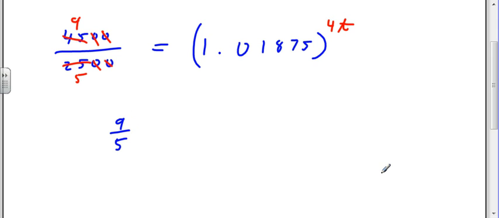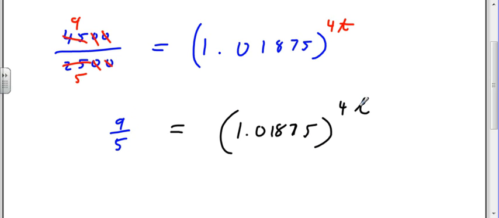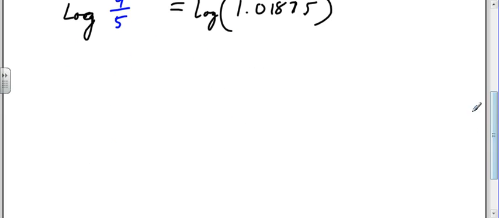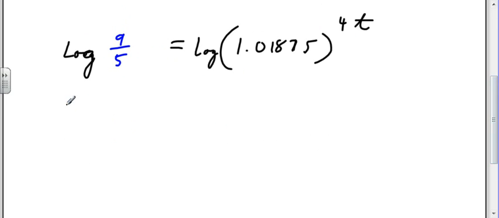9 over 5 is equal to 1.01875 to the 4t. Now I can either take the common log or the natural log of both sides. It doesn't matter as long as I do the same thing. So I'm going to take common log of both sides. No, I'm not. I'm going to take natural log of both sides. When I put it in my calculator, I'm going to use natural log. I'm just going to continue writing the problem this way.